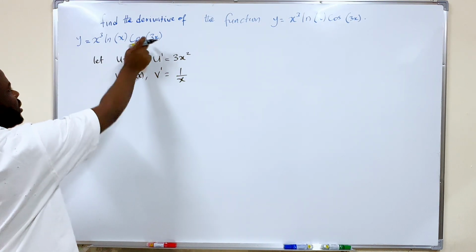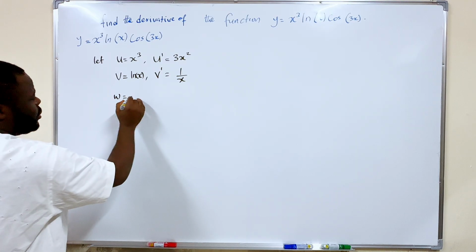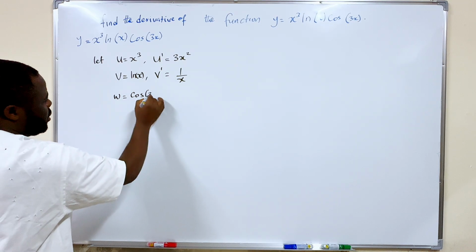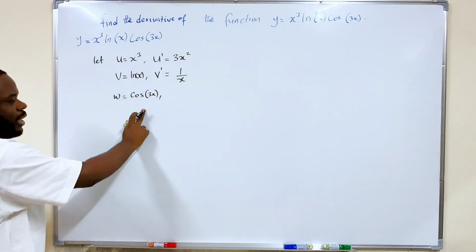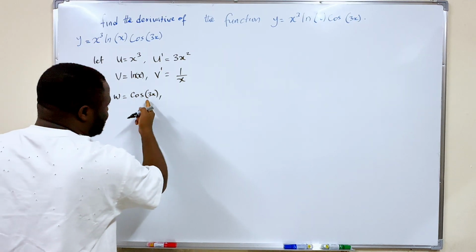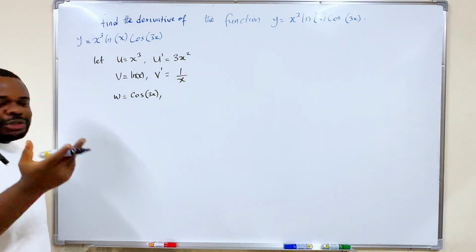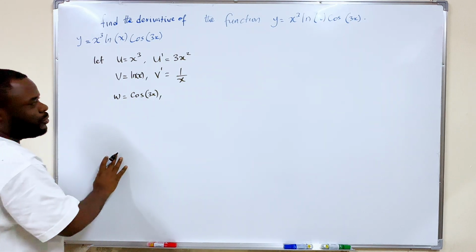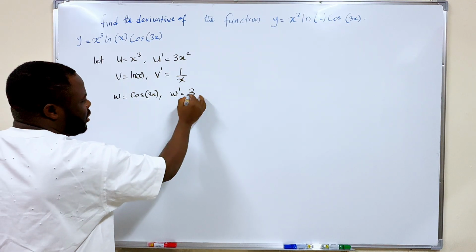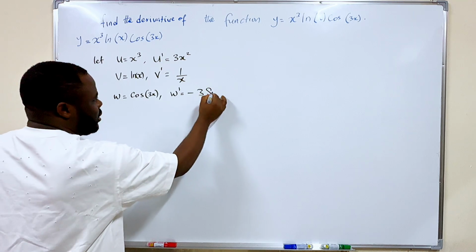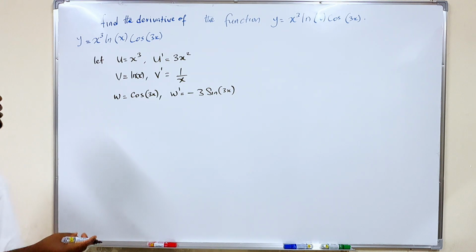Then let's talk about the trigonometry. We can say this is w, so this is going to be cos 3x. Like I told you, we are going to use chain rule here. If you don't know how to use chain rule, kindly watch my videos on this channel where I explain how to use chain rule. So w prime will now give us negative 3 sine 3x. And that's it.